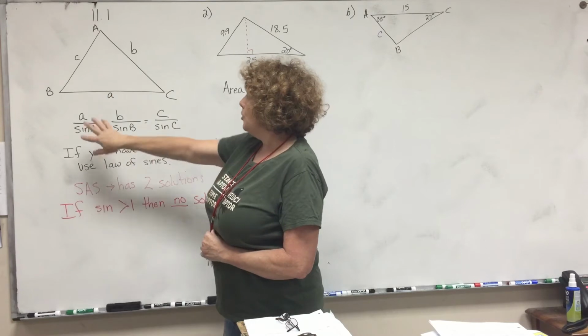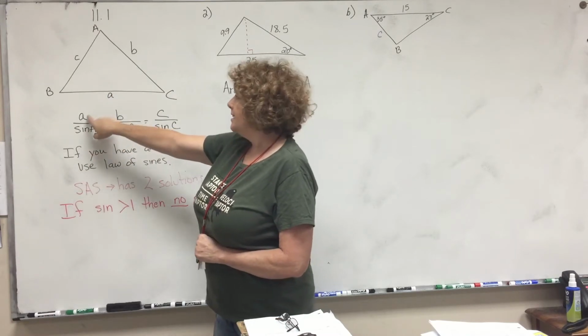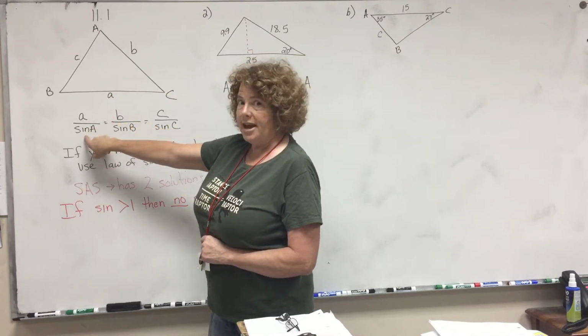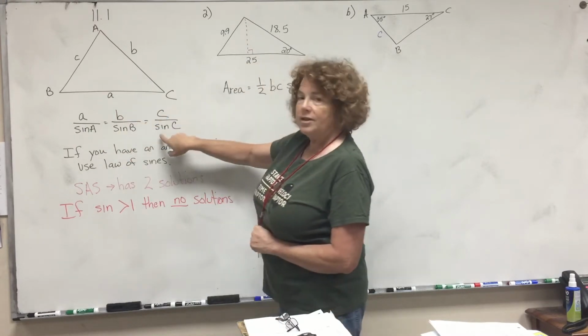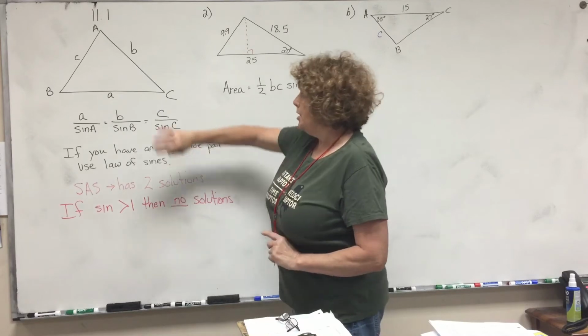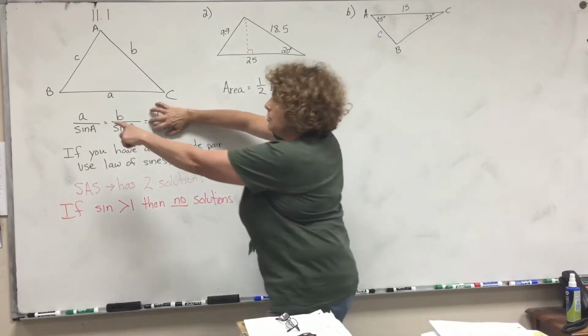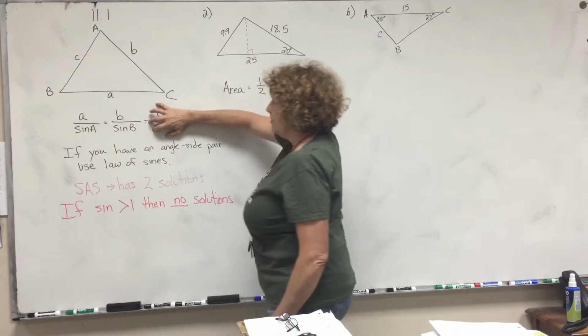So the ratio of the law of sines is side a over the sine of A equals side b over the sine of B equals side c over the sine of C. You'll use them two at a time to solve. You will just cross multiply and solve.